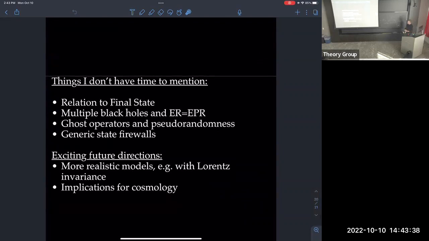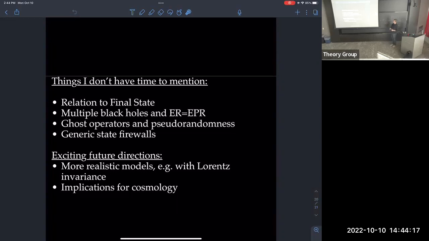The relation to the final state proposal of Horowitz and Maldacena: they also had post-selection that allowed them to have a unitary black hole evaporation. Mathematically it's very similar, but the physical interpretation is quite different. Their post-selection happened at the singularity because of bulk dynamics. Our post-selection happens in the holographic map. And there are some other important differences, like they didn't have complexity as part of their story, but we do. We can also talk about what happens if you have multiple black holes that are maybe entangled together.